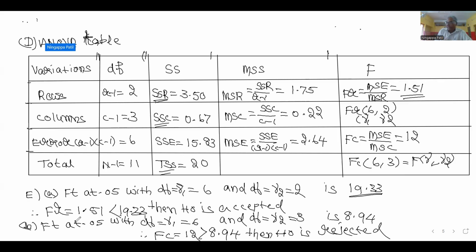Then, now you find, look here, my dear students, FT at 0.05, you open the 0.05 table with a degrees of freedom 6 and degrees of freedom 3. Look here, 6 and 3 is 8.94. You compare this value with FC value. Look here, FC equal to 12. 12 and 8.94. 12 is greater than 8.94. Therefore, H0 is rejected. In this way, you have to solve the problem.